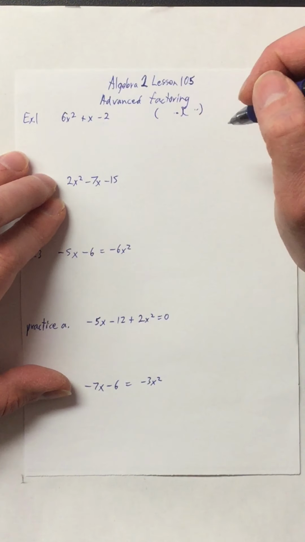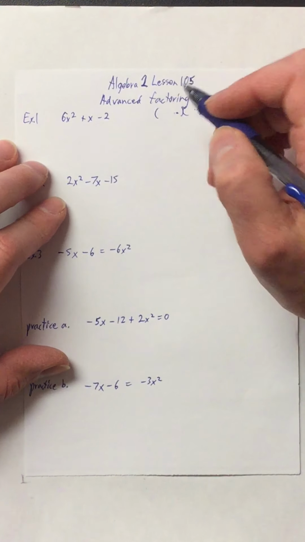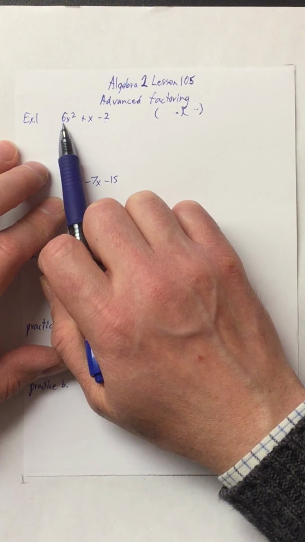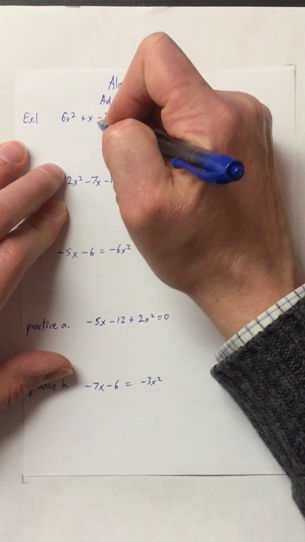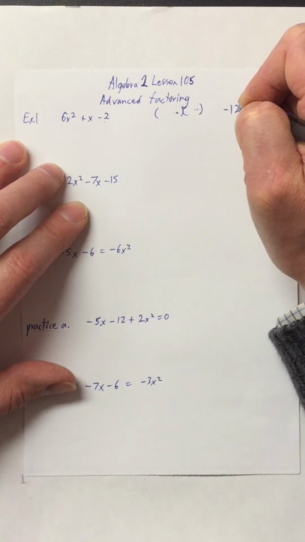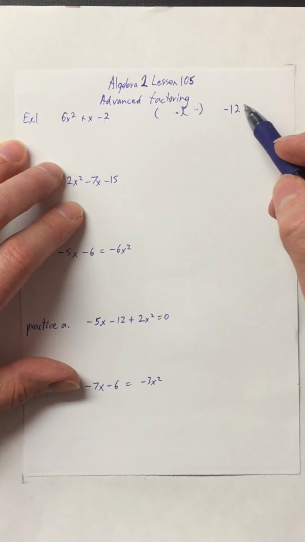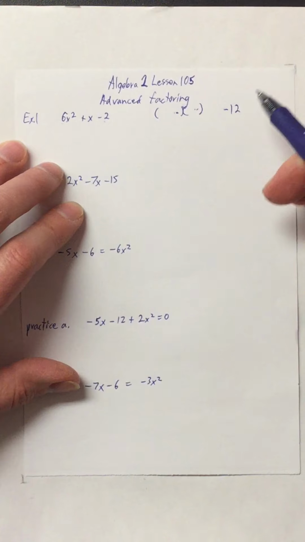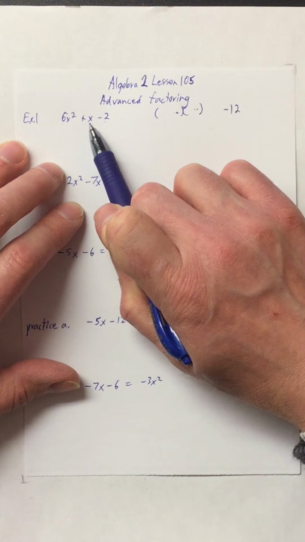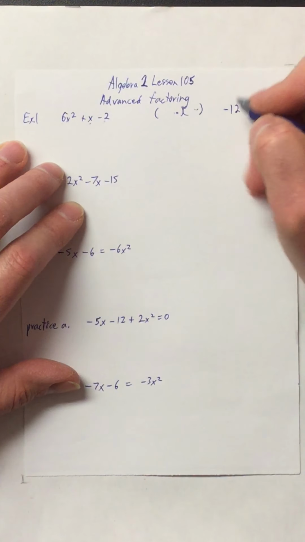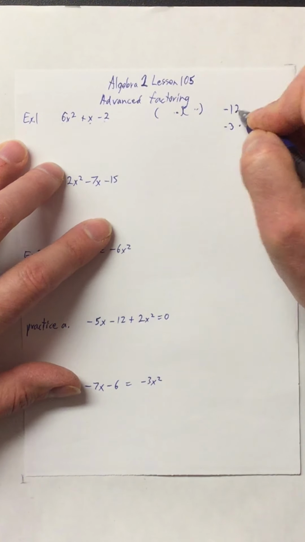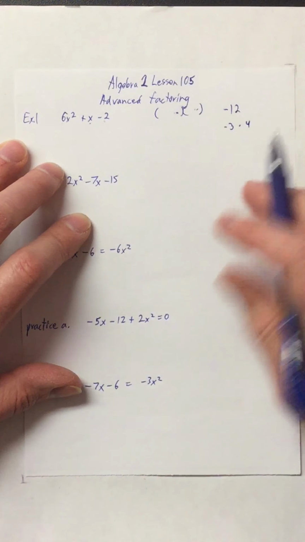Okay, so our first step here is to take our last term and the number in the first term and multiply those together. So 6 times negative 2 is negative 12. And then we're going to take negative 12 and find two numbers that multiply together to give us negative 12, but when added, give us a positive 1. So in this case, if we multiply negative 3 and 4, that gives us a negative 12, but when we add those together, it gives us a positive 1.